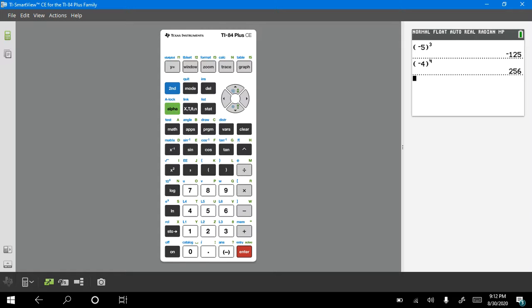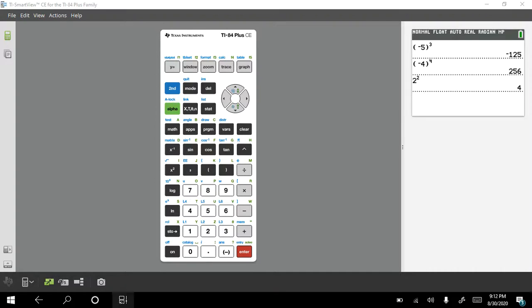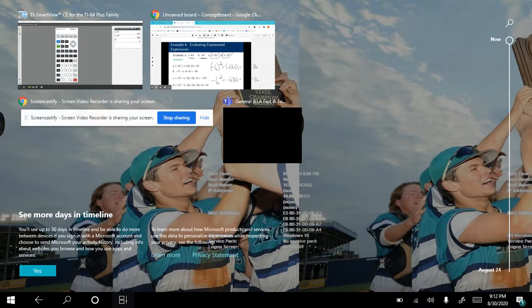So we can raise anything to any power using the caret button. If I wanted to do squared, I could still do squared. I don't have to hit that. It's just the little shortcut button over there. All right. So there shouldn't be any issues.